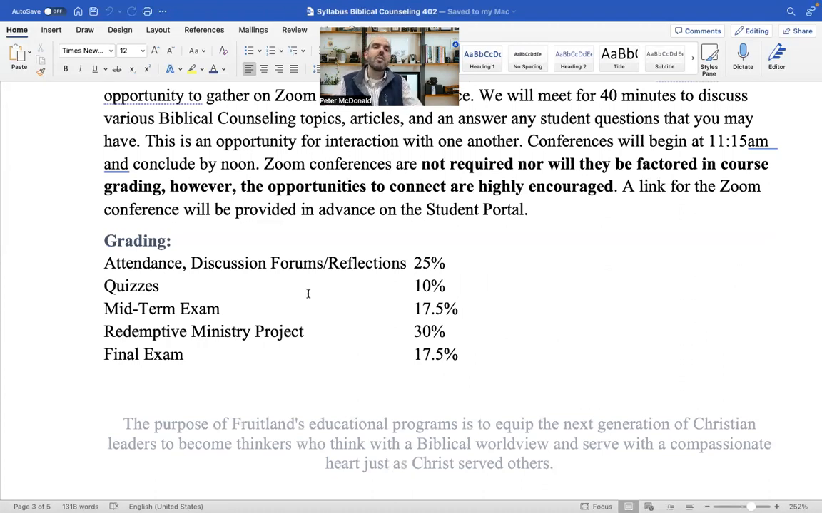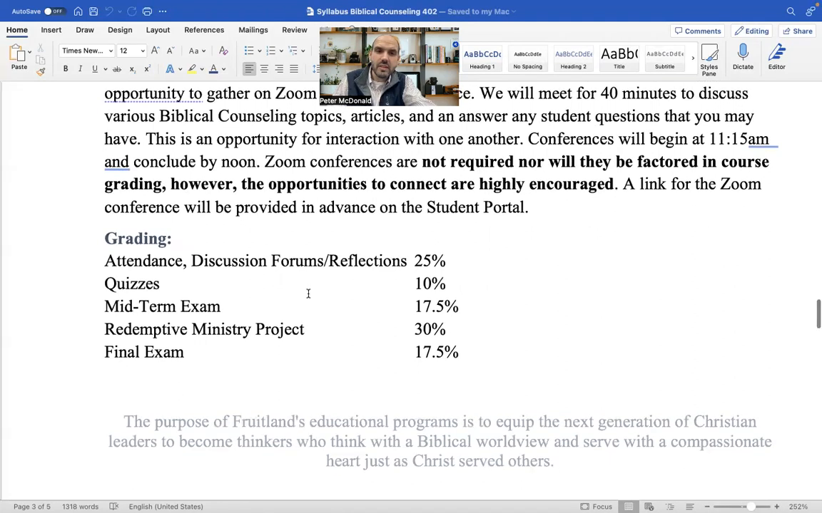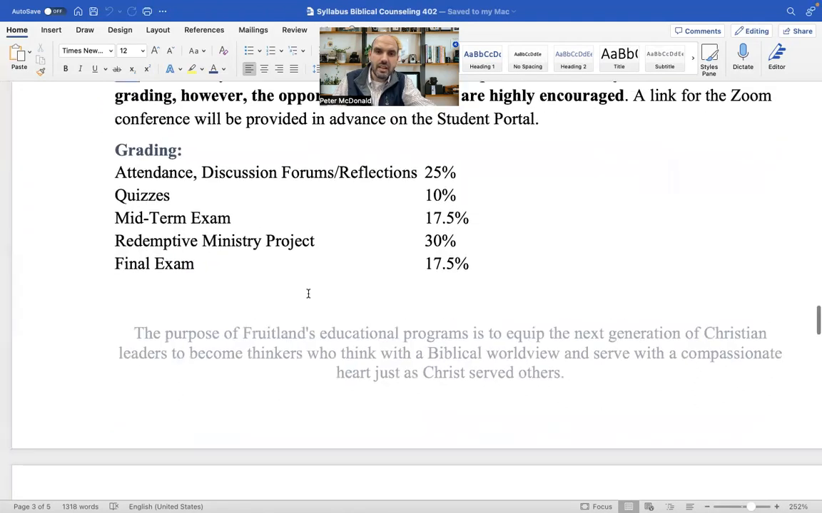All right. So the grading for this course is listed in this way. You've got 25% of your course is going to be with your discussion forums and reflections. That's how much I value your input and you sharing with one another. So make sure that you do those. It's a quarter of your grade. Quizzes are a small part, 10%. Midterm and final are equal at 35%.